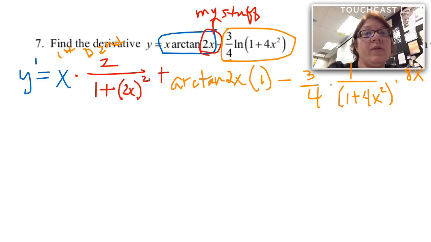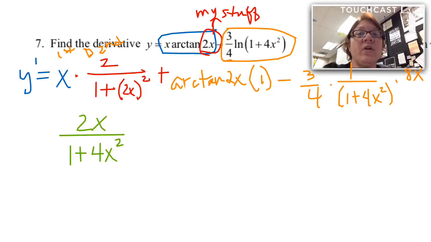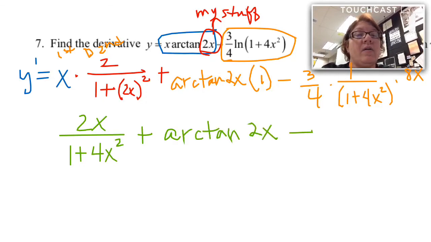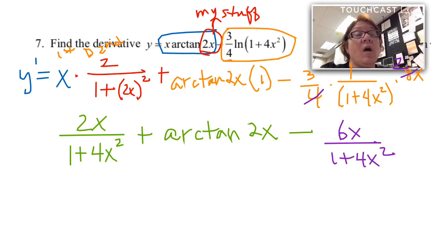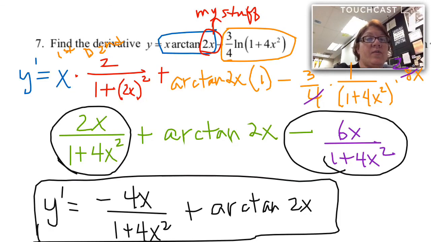So now if I simplify that first piece, I'll have 2x in the numerator, and then 1 plus 4x squared in the denominator. And then in the center I still have arc tan of 2x. And then over on the last piece, I'll notice that the 4 and the 8 cancel, which is kind of cool. So I'll have 6x on top and 1 plus 4x squared on bottom. OMG, I have some common denominators, so I'm going to put those pieces together. And there's my final answer.